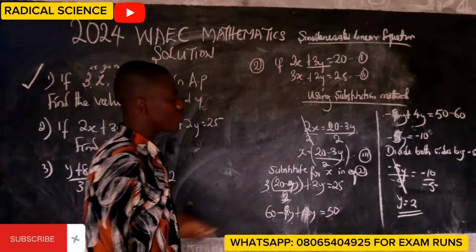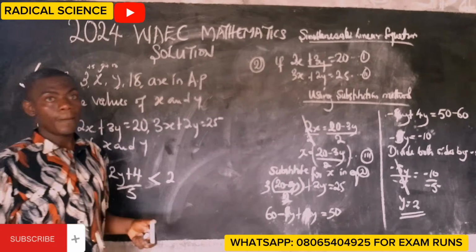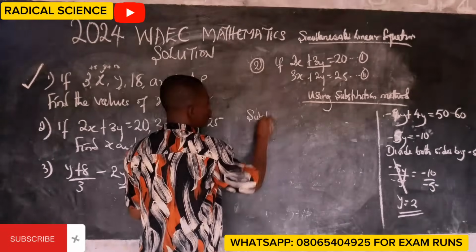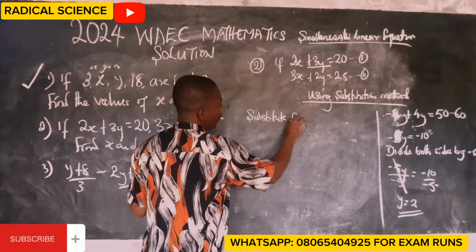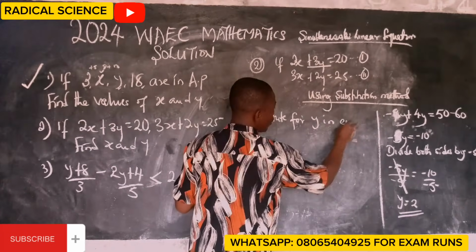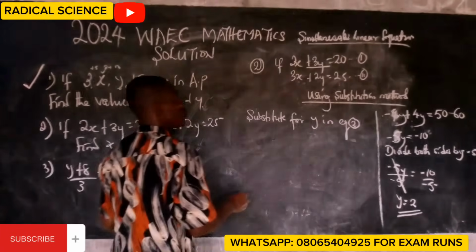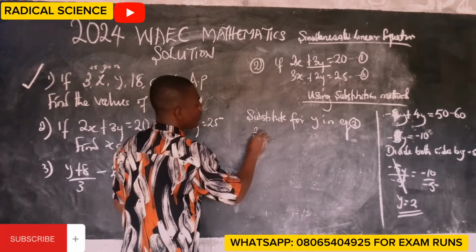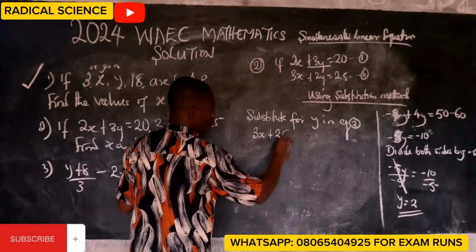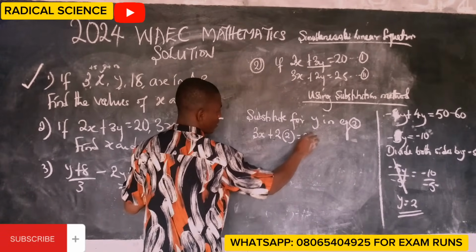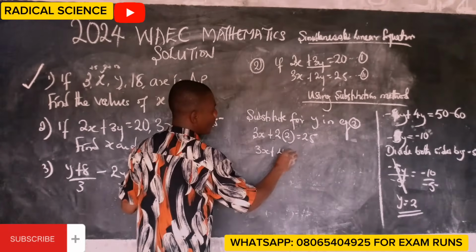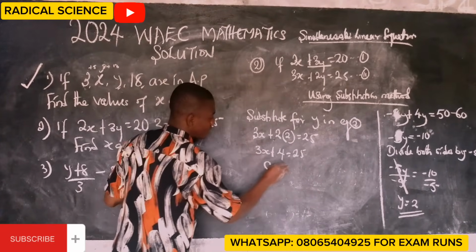Now what I'm going to do is to find the value of x. To find the value of x, I will make a statement: substitute for y in an equation of my choice. Let me use equation 2. Equation 2, I will have 3x plus 2 times 2, which is 4, equals 25. I will now collect like terms.